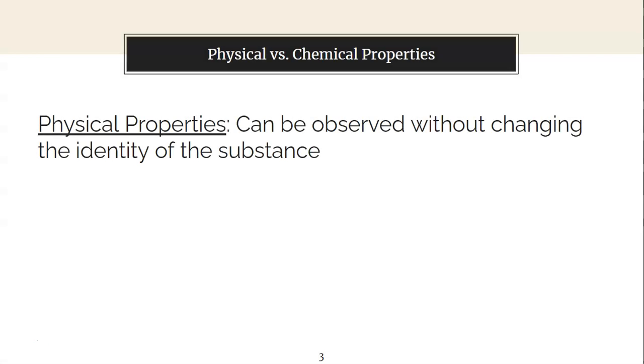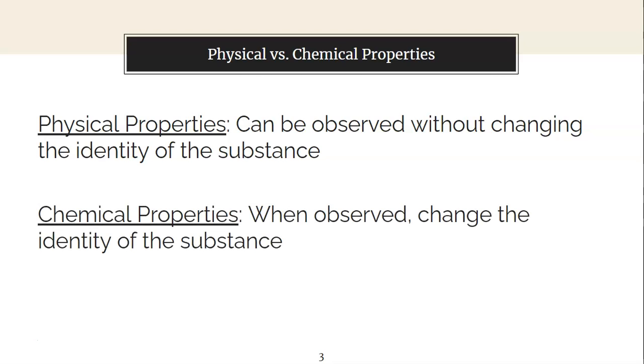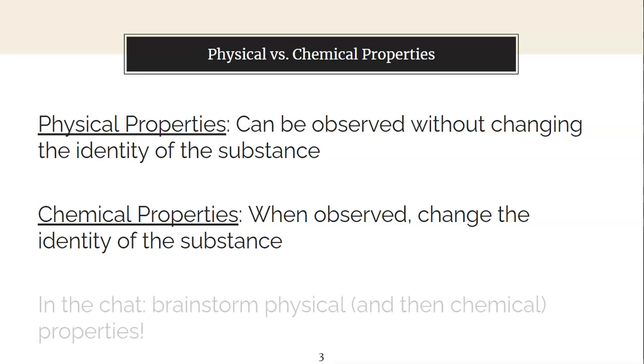So physical properties are things that I can observe without changing the identity of the substance, okay? And chemical properties, when I observe them, change the identity of the substance. So let's think about some examples.